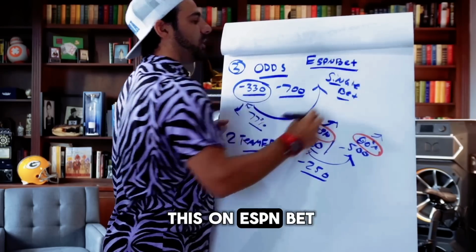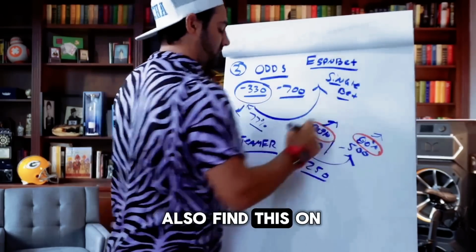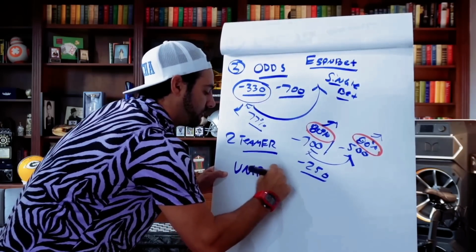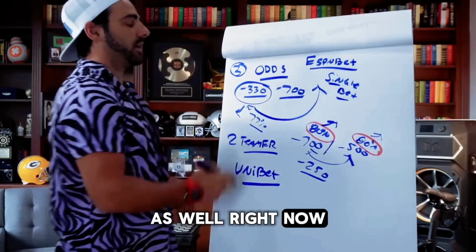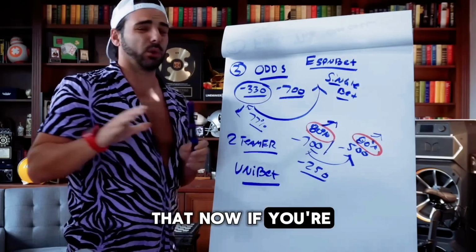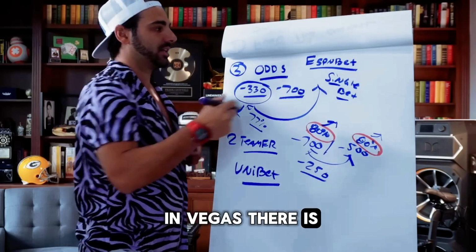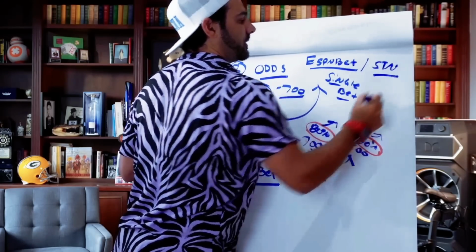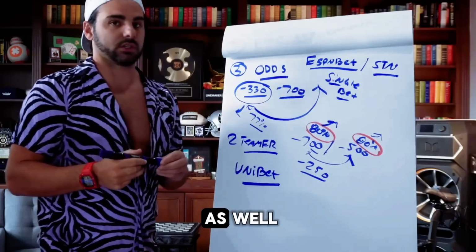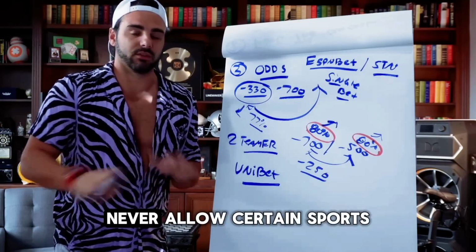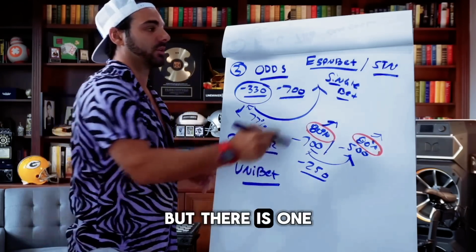Okay, you can find this on ESPN Bet, and then you can also find this on Unibet as well. Right now, these are the only two that I've been able to see that you could find that. Now, if you're in Vegas, there is STN Sports that allows you to do this as well, which is crazy because usually Vegas is the worst with this and they would never allow certain sportsbooks to allow you to do this, but there is one.